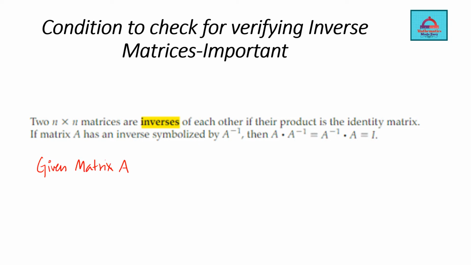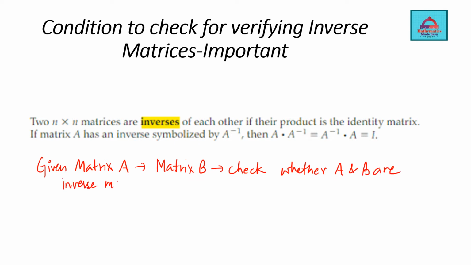So one matrix, say matrix A, is given to you, and another matrix also is given, matrix B. So you'll get a question in your ministry exam to check whether A and B are inverse matrices. So you have to check, and the answer can be yes or it can be no. So what is the condition? Very, very important that you will check.